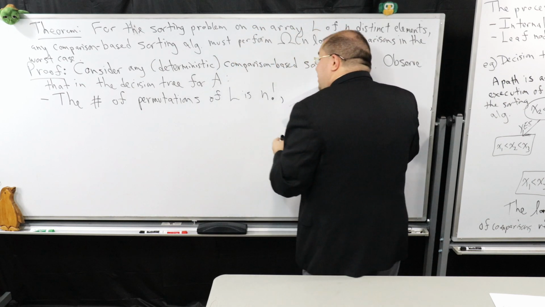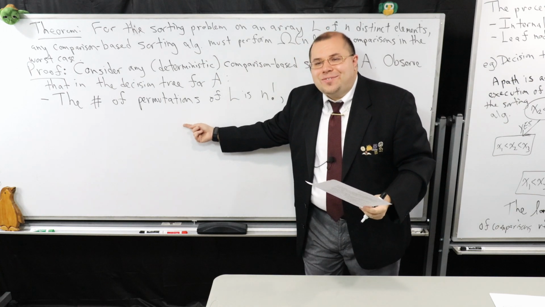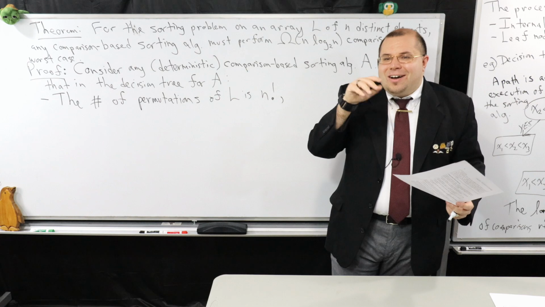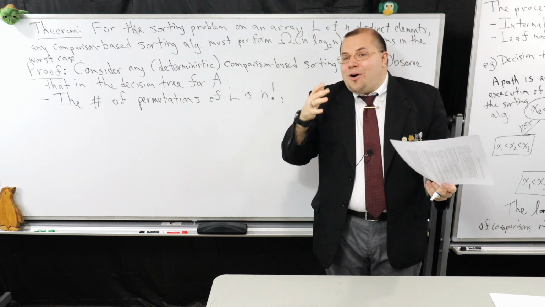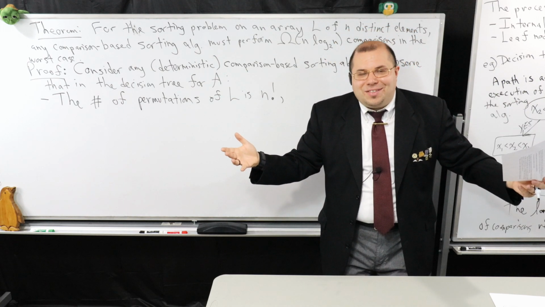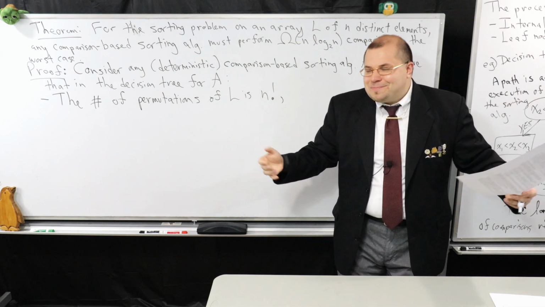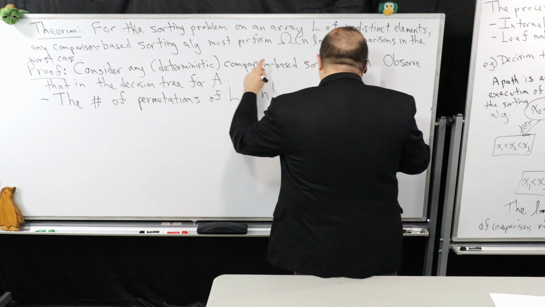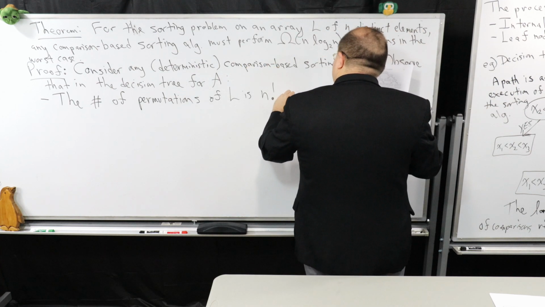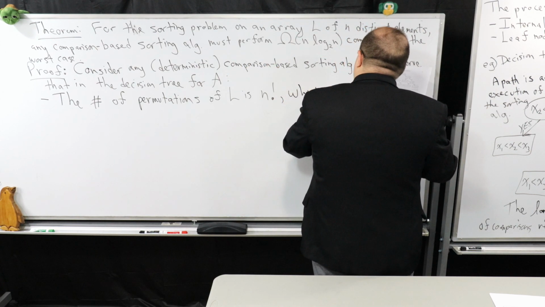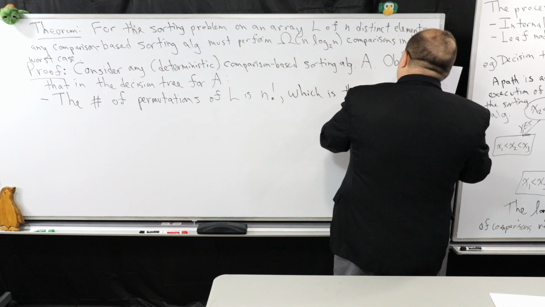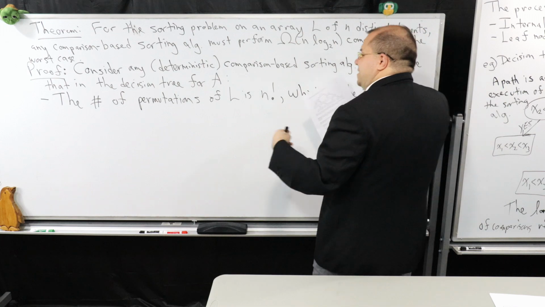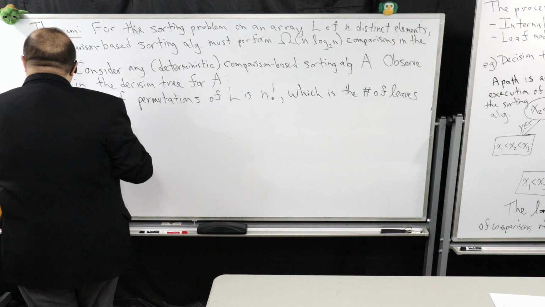But what is this? This is the number of leaves in our decision tree, right? All those boxes I had. Remember, those are all the permutations of the elements, and there are n factorial of those. So just observe, which is the number of leaf nodes in the decision tree.